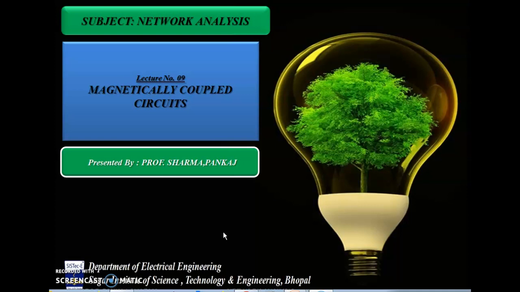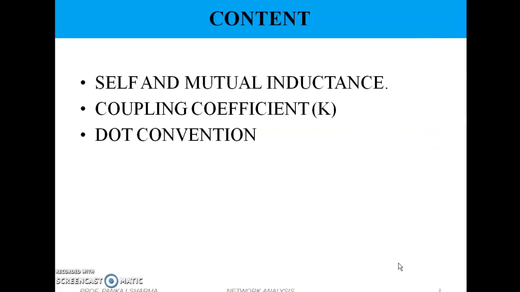In this video lecture, we are going to learn about magnetically coupled circuits. The content of this video lecture is, first of all, we'll understand and go through self-inductance, then mutual inductance. Then after we'll go for coupling coefficient, which is denoted by K, and then we'll go for dot convention in details of dot convention.